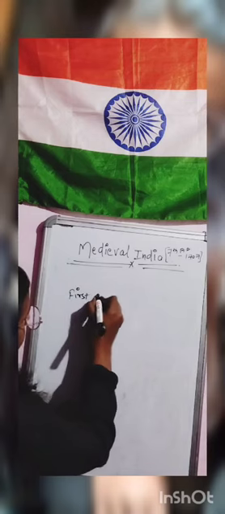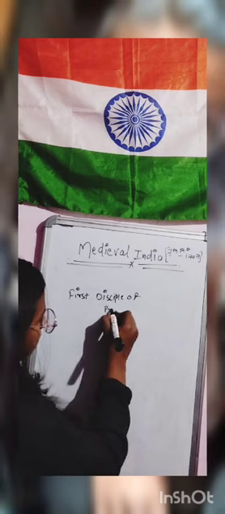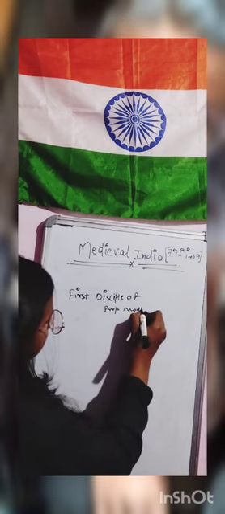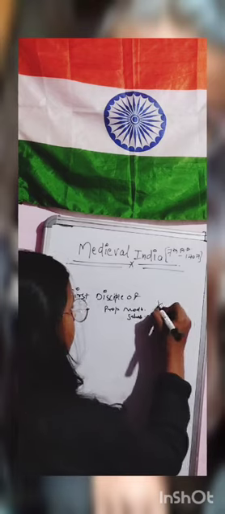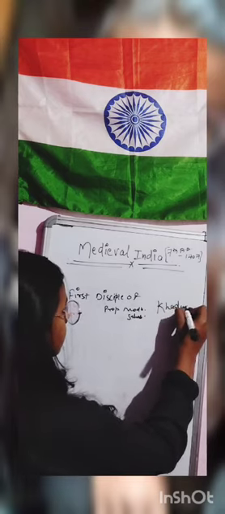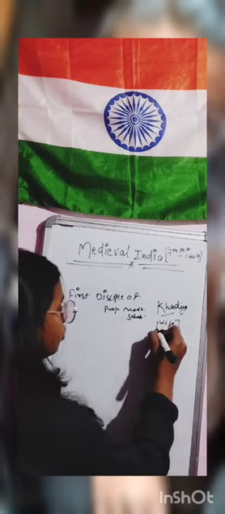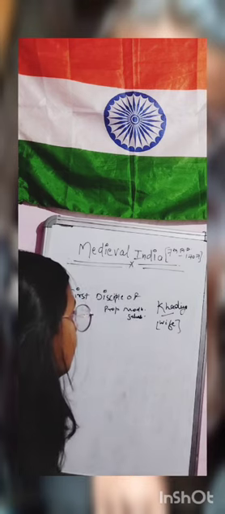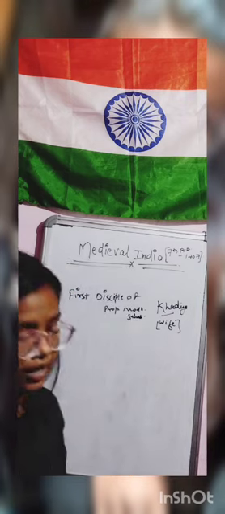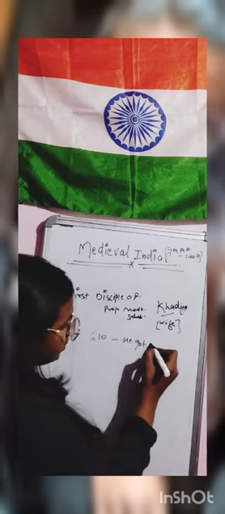The first disciple of Prophet Muhammad Sahib was Khadija. Who was Khadija? Khadija was his wife. So she became the first disciple of Prophet Muhammad Sahib. And in 610, he got the enlightenment.